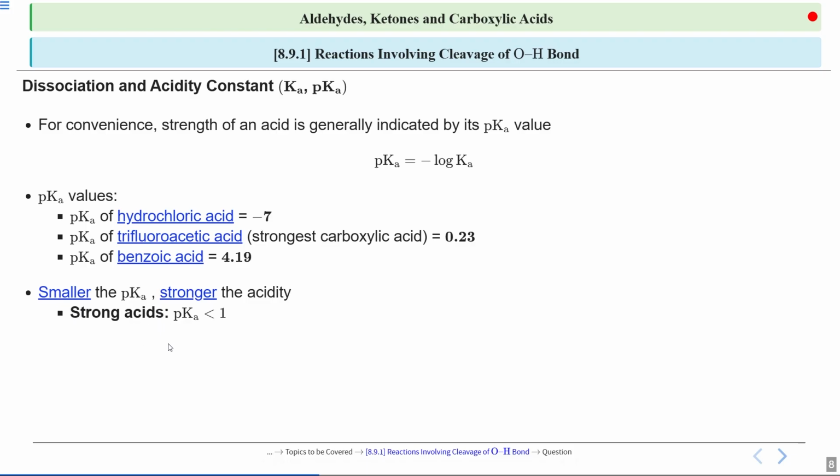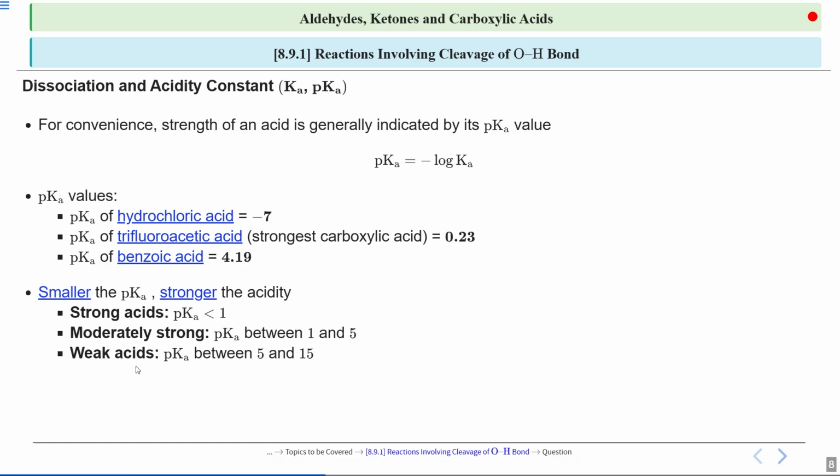So here, strong acids have a pKa value less than 1. Can you guess an example of this category? We only just discussed it: hydrochloric acid, whose pKa value is less than 1. Similarly, moderately strong acids have a pKa value between 1 and 5. You can put benzoic acid in this category.